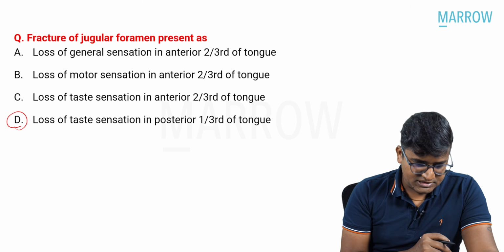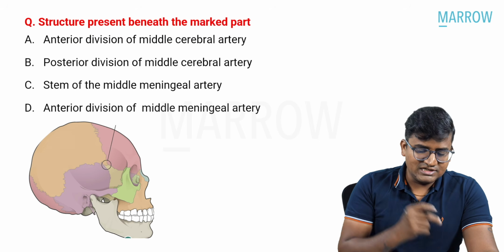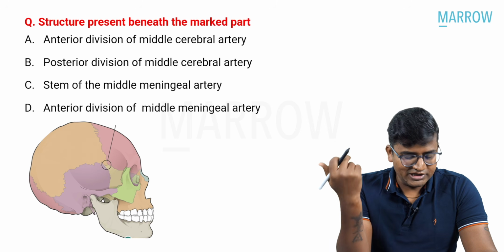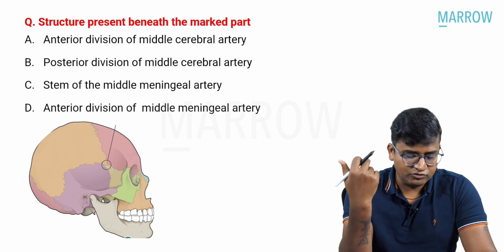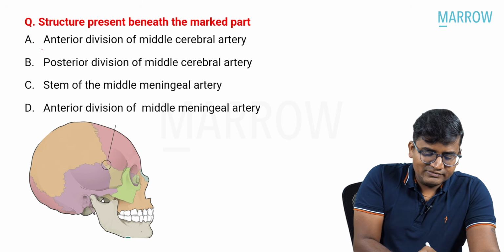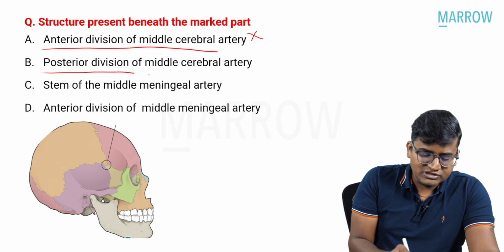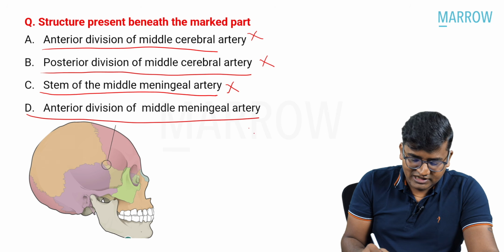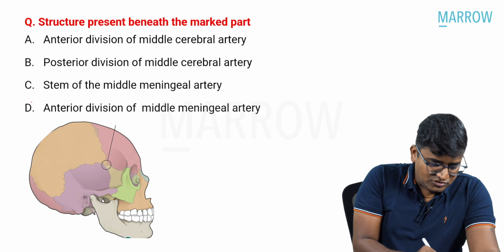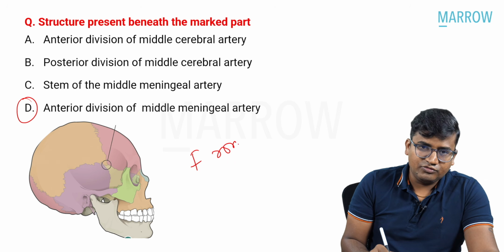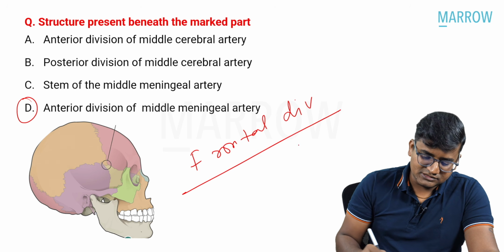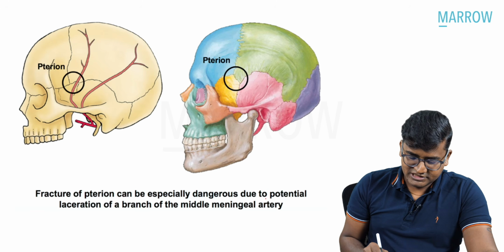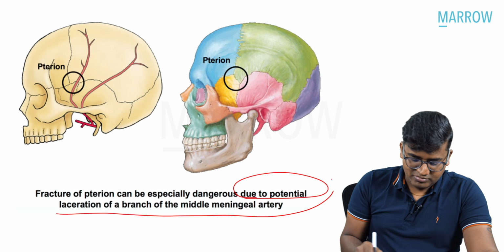Okay, right. Now see the next question. The structure present beneath the marked part. Here the pterion was marked. Just now I told in session 1, it's the meeting point of 4 bones. Now what is present behind it? Anterior division of middle cerebral artery? No. Posterior division of middle cerebral artery? No. Stem of middle meningeal artery? Again no. Anterior division of middle meningeal artery? Yes, that is the answer, the frontal division of the middle meningeal artery. And a fracture of the pterion is especially dangerous due to potential laceration of a branch of the middle meningeal artery.